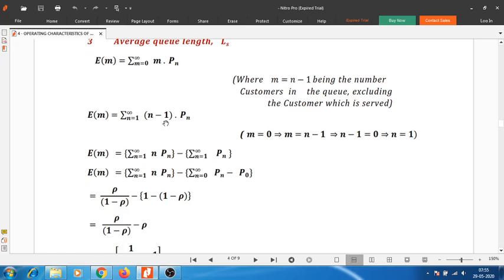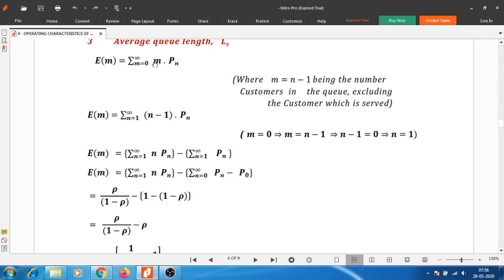Right. So whenever m is equal to 0, the summation is running. So m is equal to 0, which implies m is equal to n minus 1, which implies n minus 1 is equal to 0. Why? Because m is equal to 0, so n minus 1 is equal to 0. Taking this 1 to the right side, n is equal to 1. So our summation runs from 1 to infinity instead of m is equal to 0 to infinity. Instead of m is equal to 0 to infinity, our summation runs from n is equal to 1 to infinity.